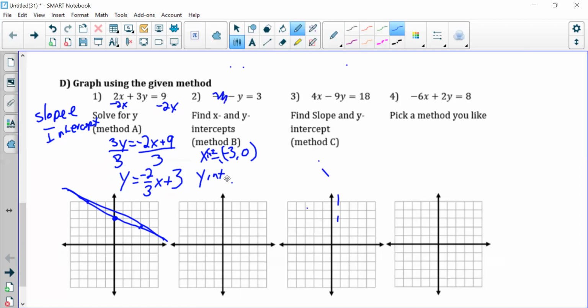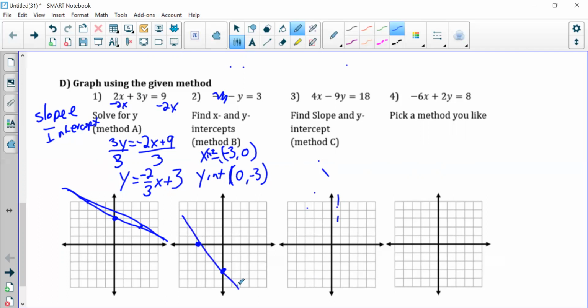So my y-intercept is 0, negative 3. All right, and then let's graph this guy. So y-intercept is 0, negative 3. So right here, my x-intercept is negative 3, 0. And look, we can draw a line.